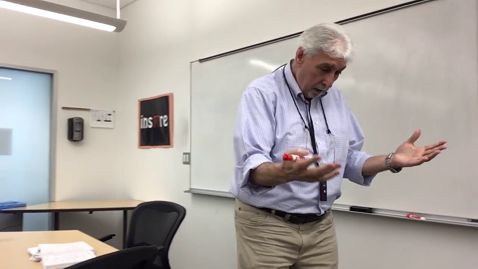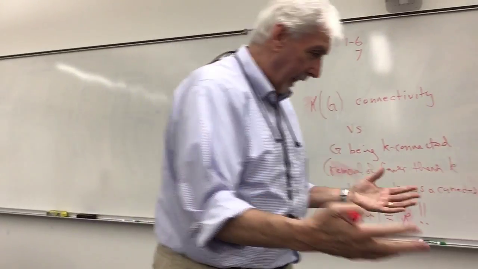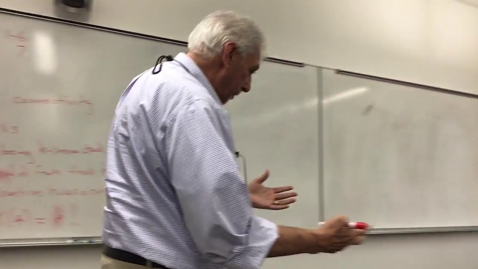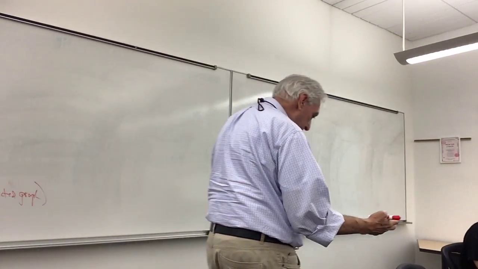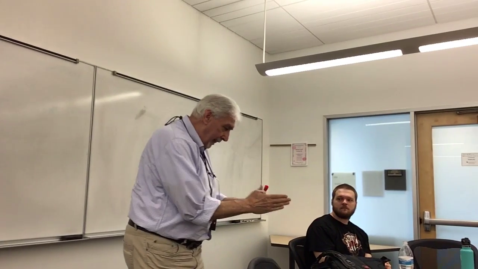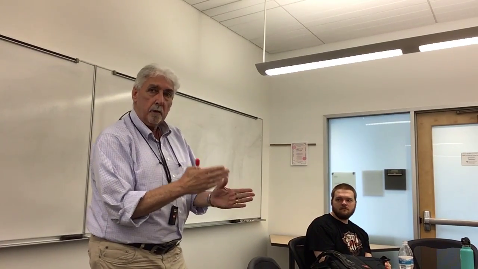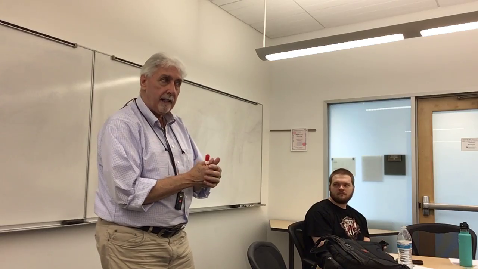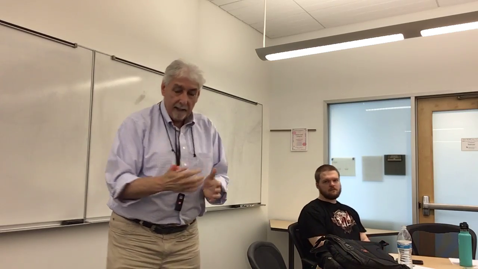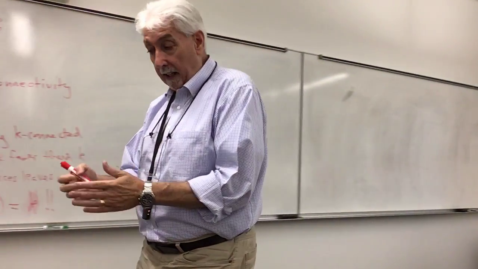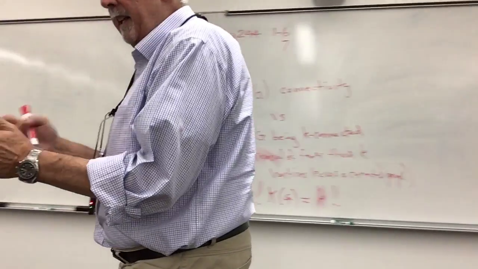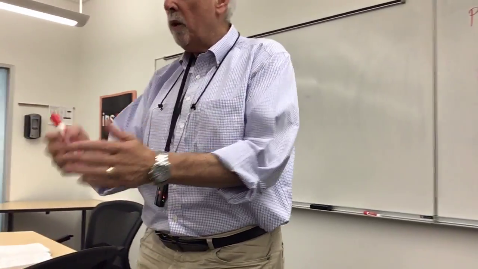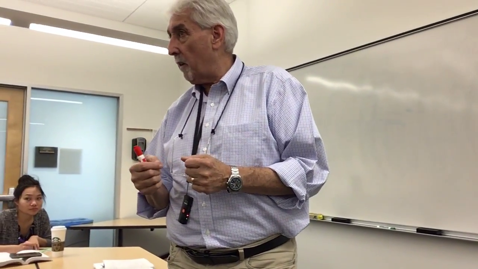So again, there's 2 different terms, and they kind of sound the same, and the words come out the same. So we can say that a graph is K connected, which means that the removal of fewer than K vertices leaves a connected graph. And we can say that a graph has connectivity K, which means that there is a set of K vertices whose removal disconnects the graph.